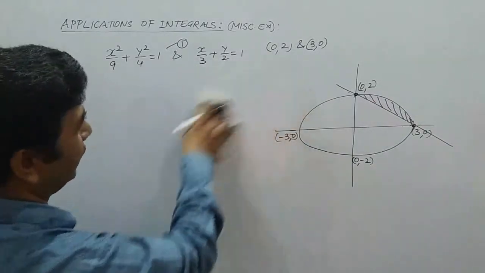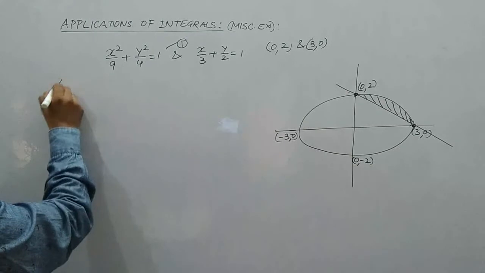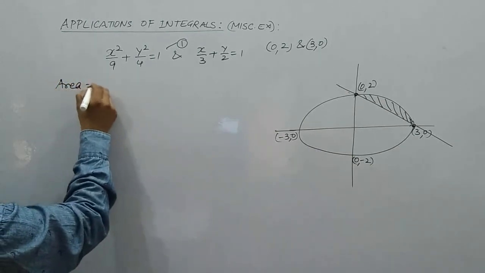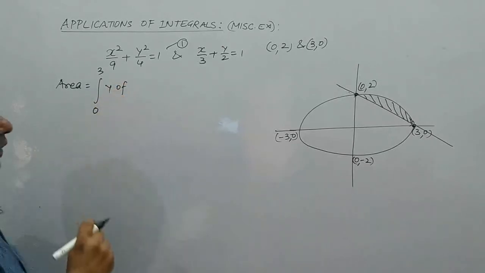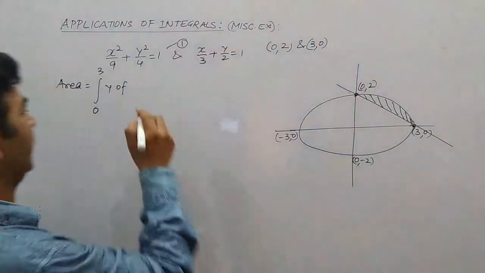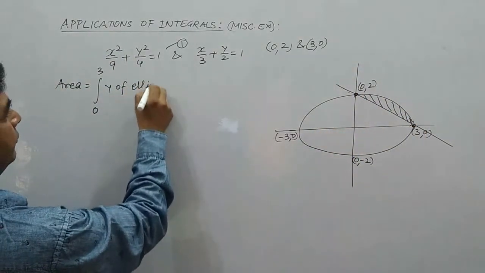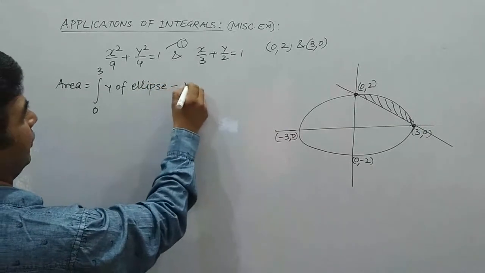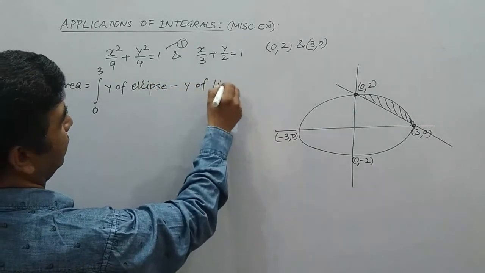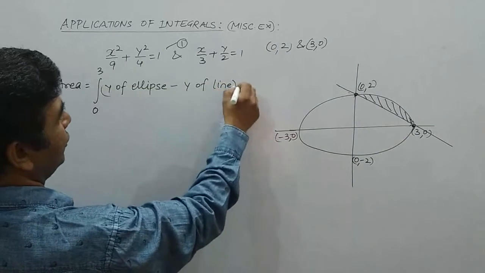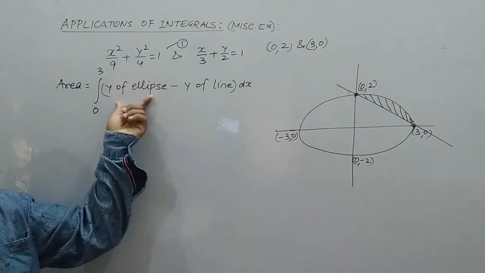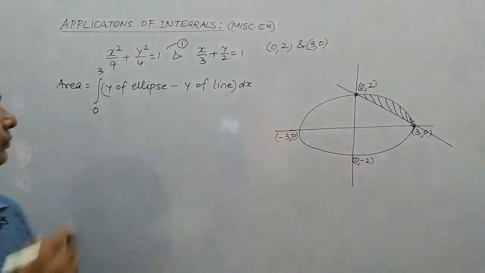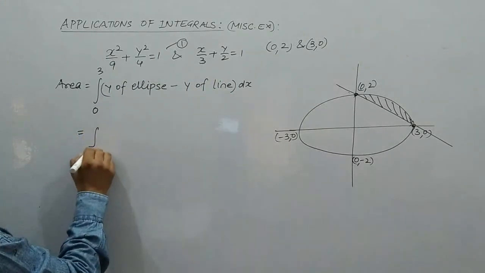This can be taken as area, which can be obtained by integrating from 0 to 3 the y of the upper curve, which is your ellipse, y of ellipse minus y of line. Now we need to just write down the value of y from the ellipse and the value of y from the line. This is given by 0 to 3.